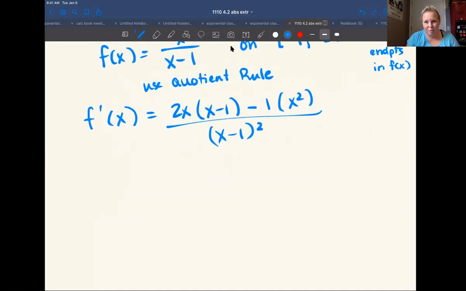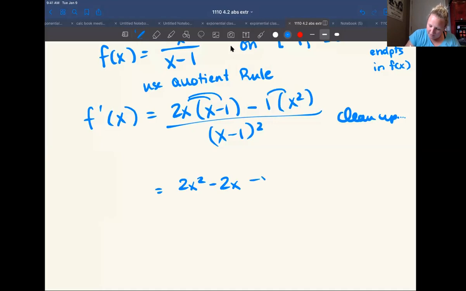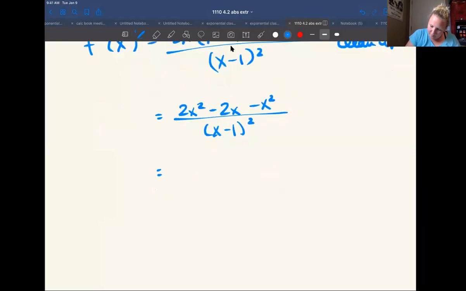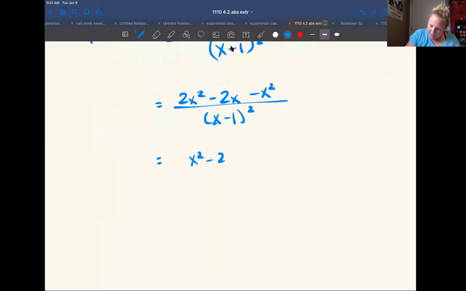So again, this is why it's extremely important that you understand how to algebraically clean up the function, because anytime it's rational, you have to consider what makes the numerator 0 and what makes the denominator undefined. Those are going to give you critical numbers. So here, we're just cleaning up as much as we can. Like distribute 2x squared minus 2x minus x squared. So that's what, x squared minus 2x over x minus 1 squared. That's your derivative.